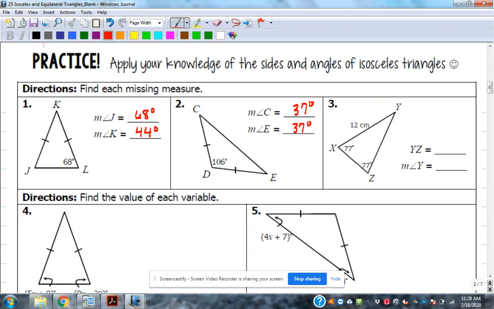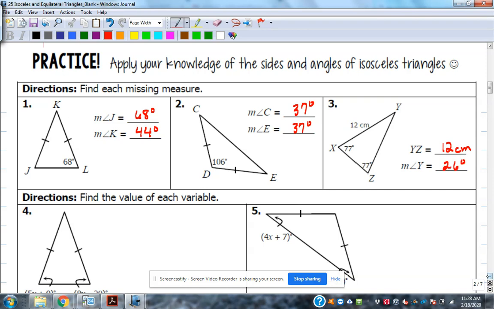Number 3, what's the length of YZ? 12 centimeters, right? How do we find the vertex angle? All right, so 180 minus 154, 26.